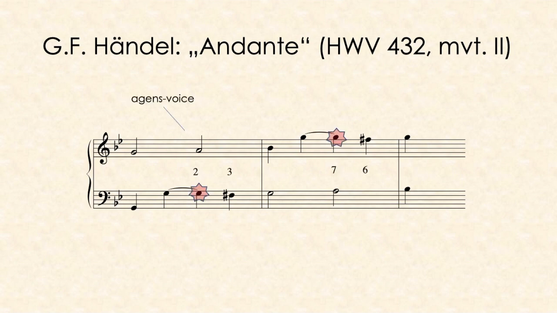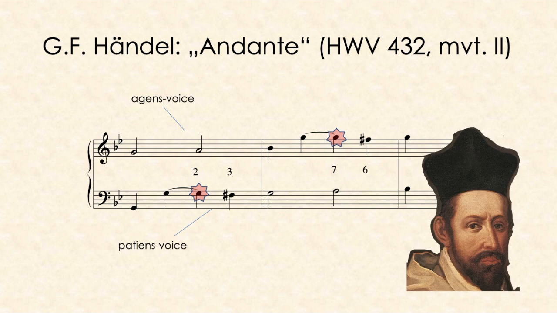The agens voice produces the dissonance through movement, while the syncopated patiens needs to be resolved by stepwise descent. Whether the syncopation lies in the bass or in the upper voice, the suspension is a 2-3 or a 7-6 suspension. I think the terms agens and patiens are by the 16th century theorist and Monteverdi opponent Artusi. They are very useful and should be applied in situations like this one.